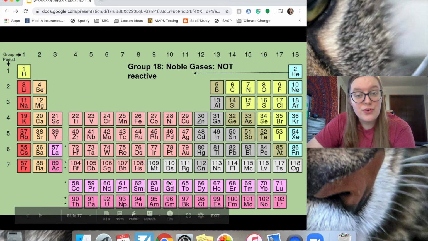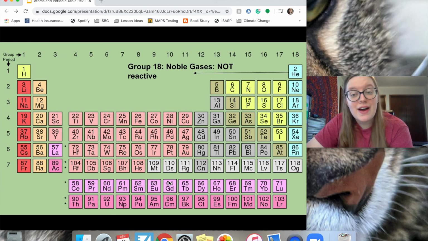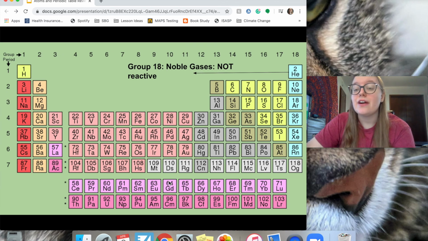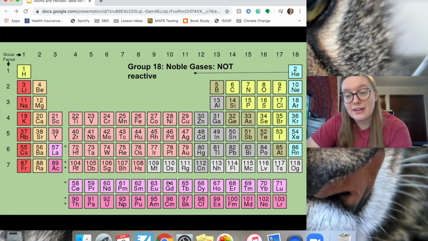Alright, group 18. These are called our noble gases, and these are not reactive at all. They are too noble to react to any other element. So that's just our very quick review on atoms in the periodic table.